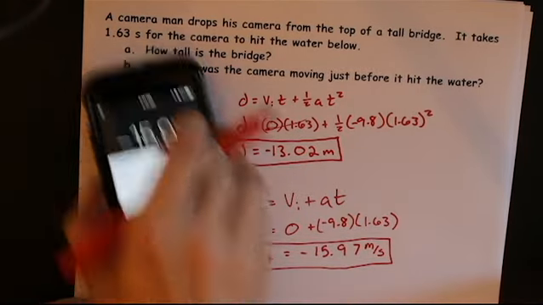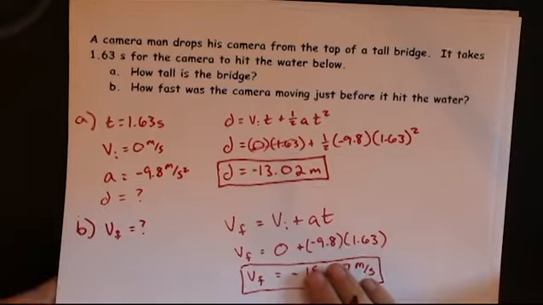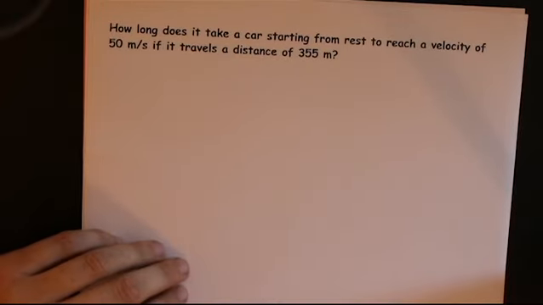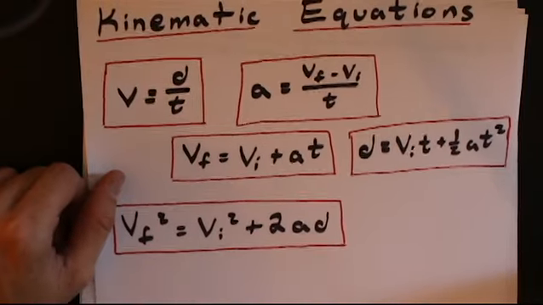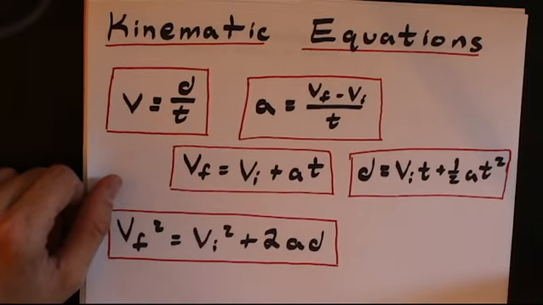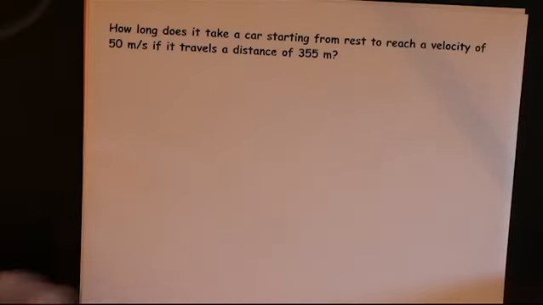All right, let's knock one more out here. So how long does it take a car starting from rest to reach a velocity of 50 meters per second if it travels a distance of 355 meters? If you want to, you can pause the video and try to solve this one on your own using these kinematic equations. But if you want me to just go ahead and solve it, I'll go ahead and do it right now.